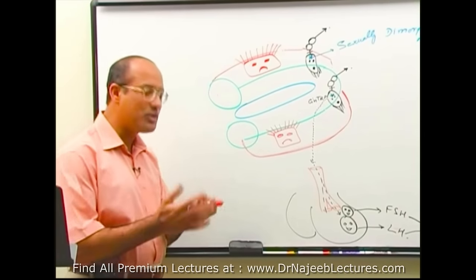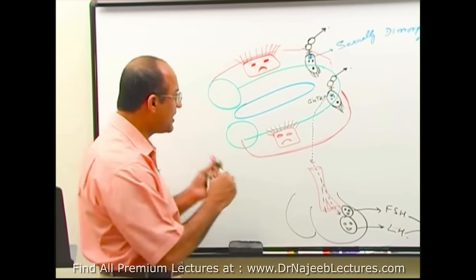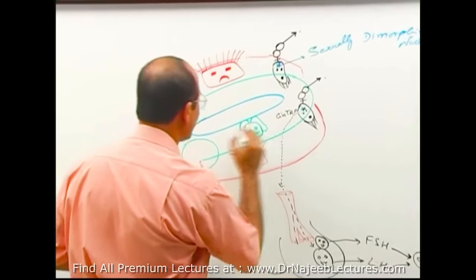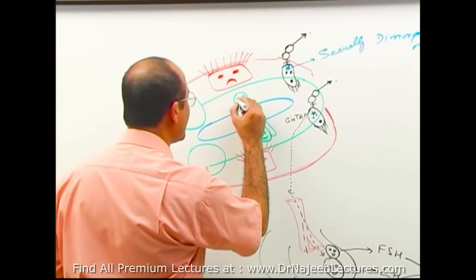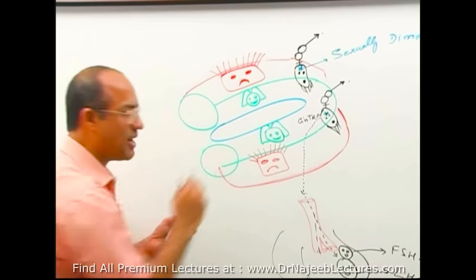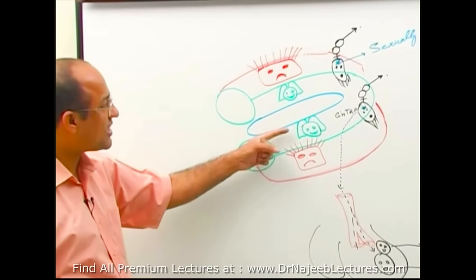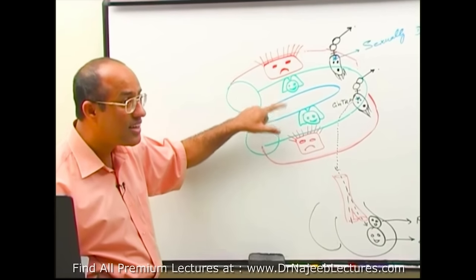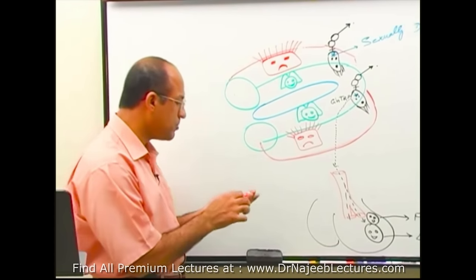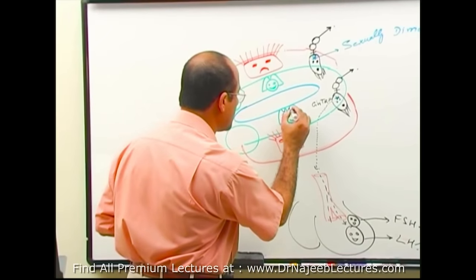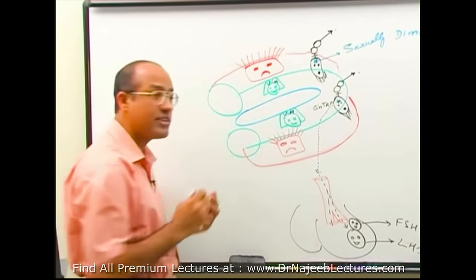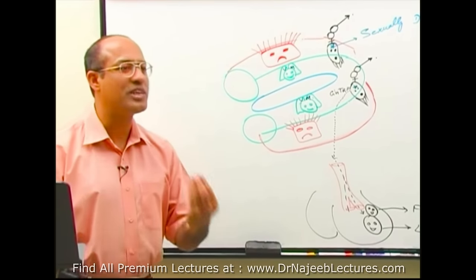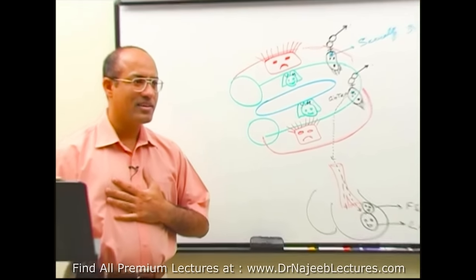And later on I will tell you, when you have eaten enough, there is another center here on the medial side. In the medial hypothalamus, when you keep on eating and you are full, this area becomes very active, and this area becomes off. This area, which is in the medial hypothalamus, is also called the ventromedial nucleus. I will go into detail later. When this ventromedial nucleus is stimulated, you feel you are full. You don't want to eat anymore.